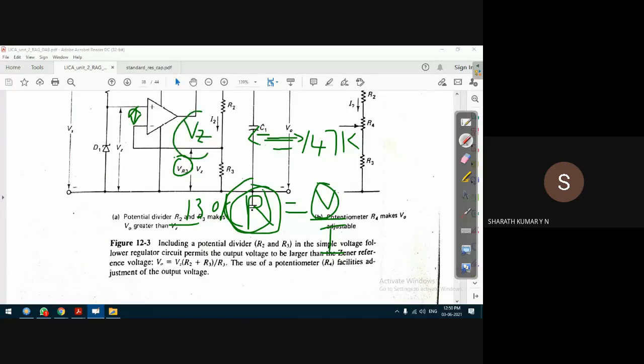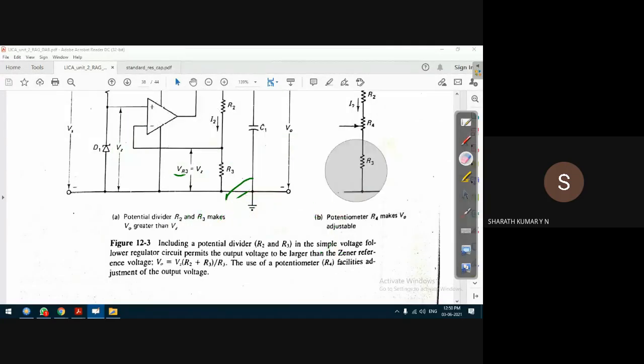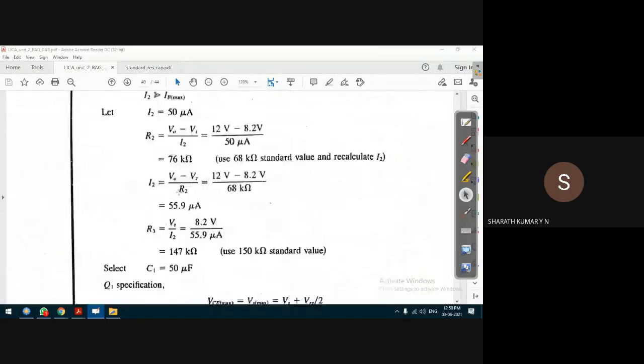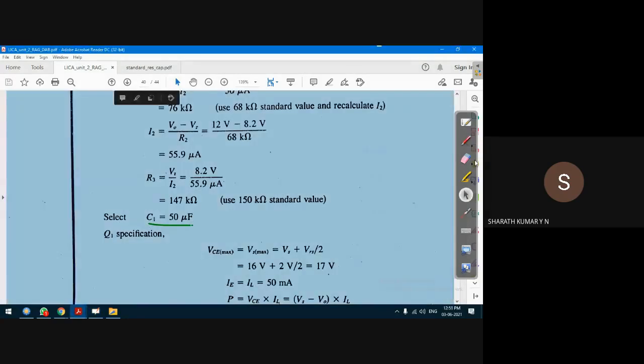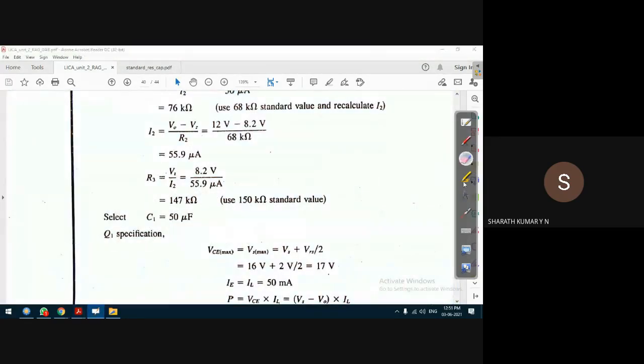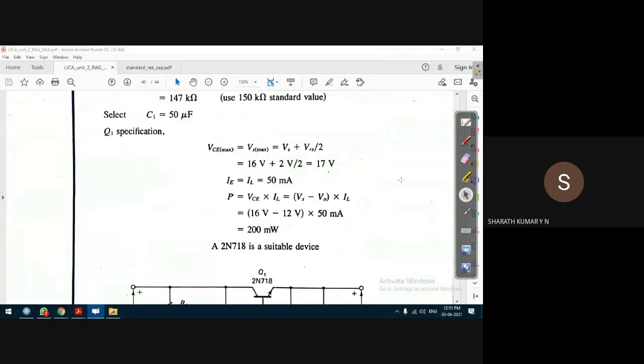So to maintain output voltage very close to the input voltage Vz, we have to take R3 as 150 kilo ohms, the nearest higher standard value. So that is very clear, a simple understanding. What is next is we have to select the value of capacitor. That is 150 microfarad. We can straight away select it, we need not calculate.